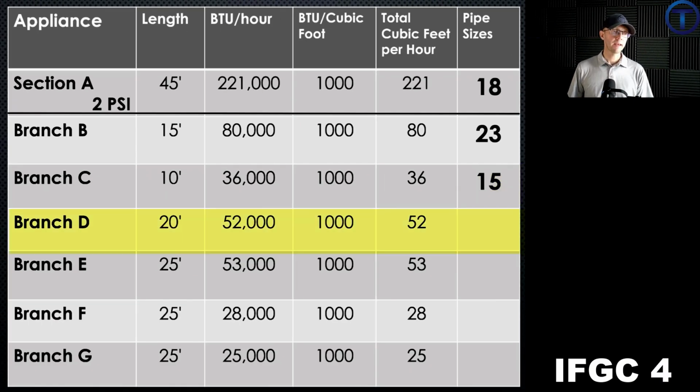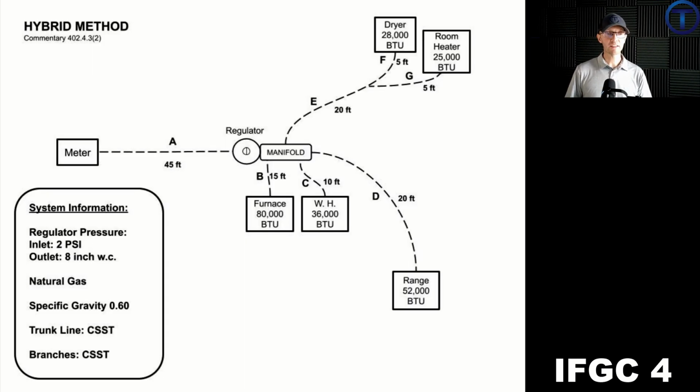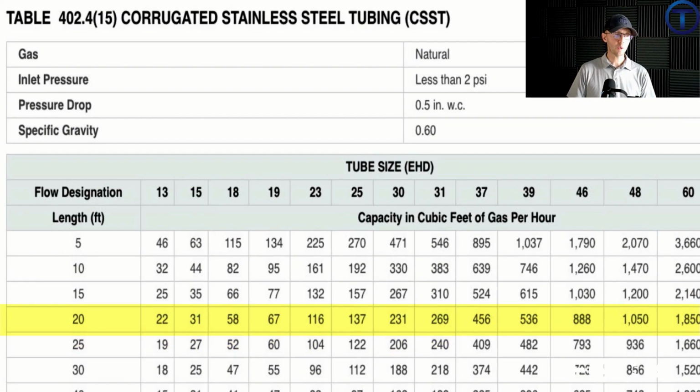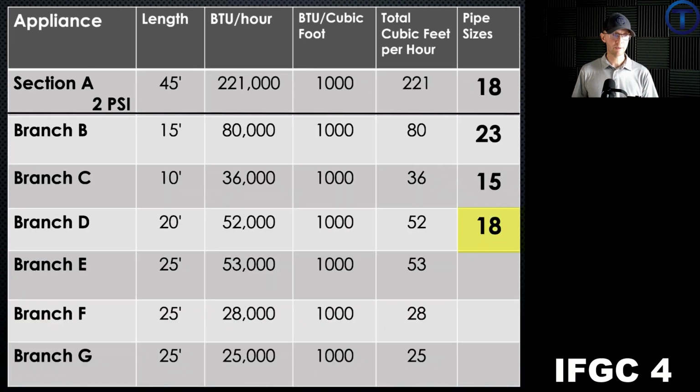Branch D, 20 feet of developed length with 52 cubic feet per hour. Branch D is going out to the range. We have 20 feet, so there's line 20 and 52. It's more than 31, but it's less than 58. So we'll go to the top and we find we have a tubing size of 18. We can put that on our table.